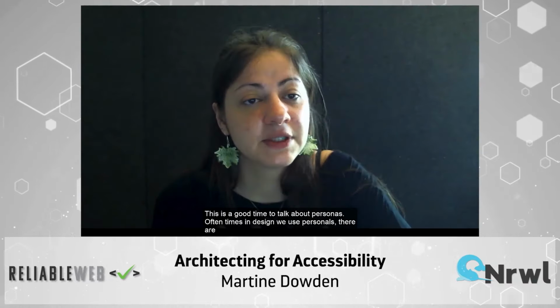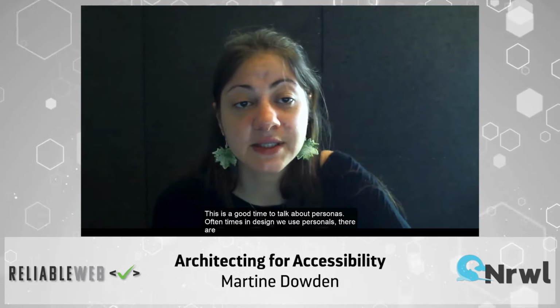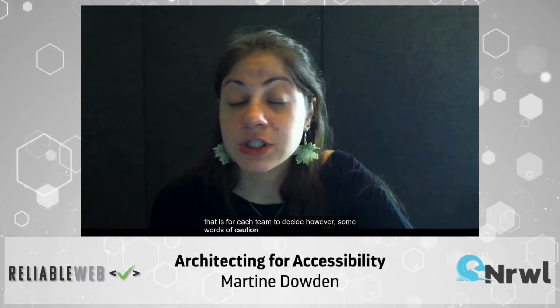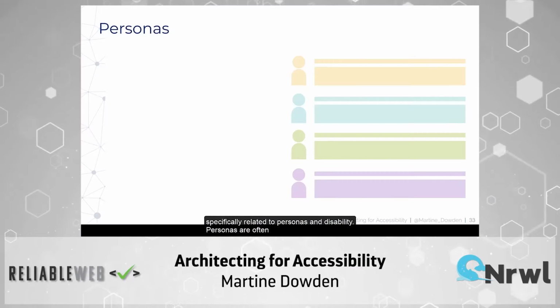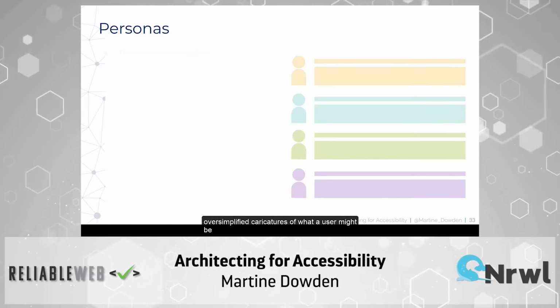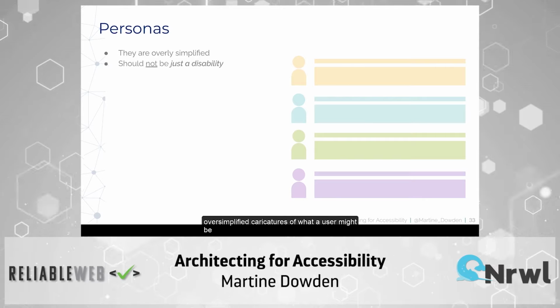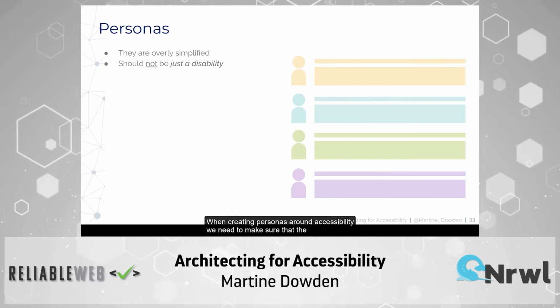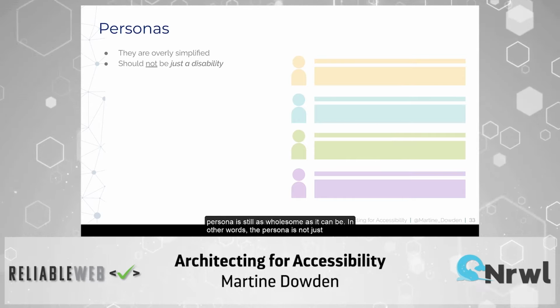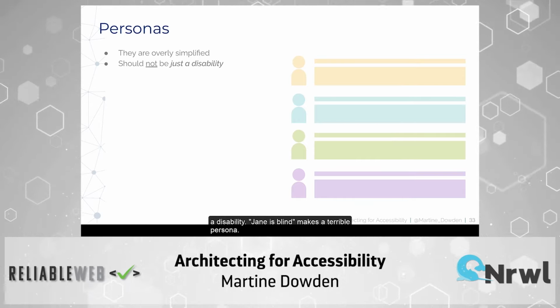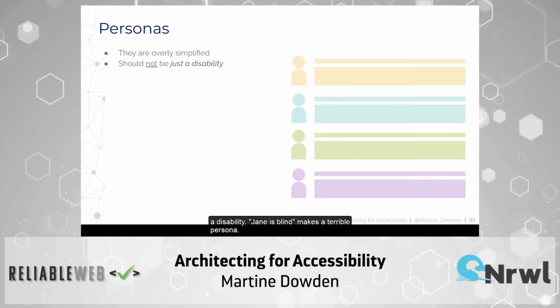This is a good time to talk about personas. Oftentimes in design we use personas. There are several schools of thought as to whether or not they are useful. That is for each team to decide. However, some words of caution specifically related to personas and disability. Personas are often oversimplified caricatures of what an actual user might be. When creating personas around accessibility, we need to make sure that the persona is still as wholesome as it can be. In other words, a persona is not just a disability. Jane is blind makes a terrible persona.